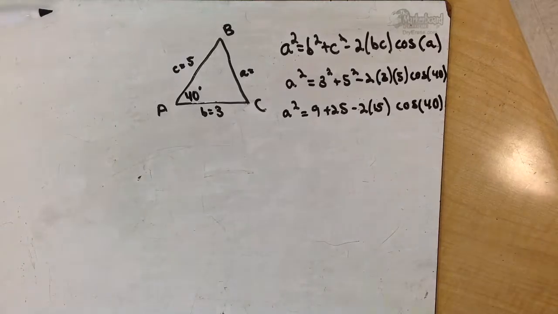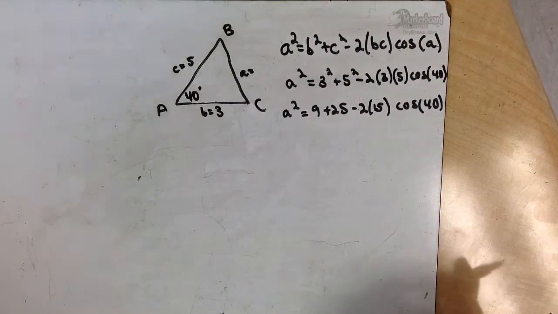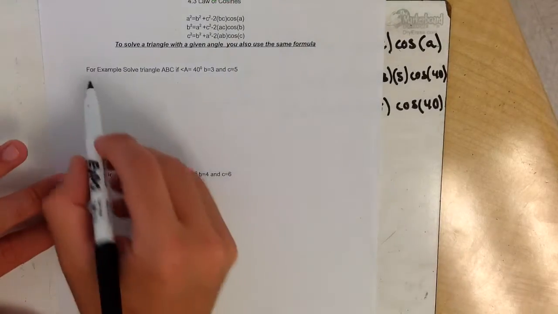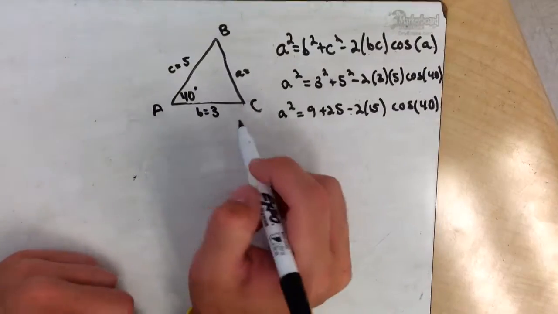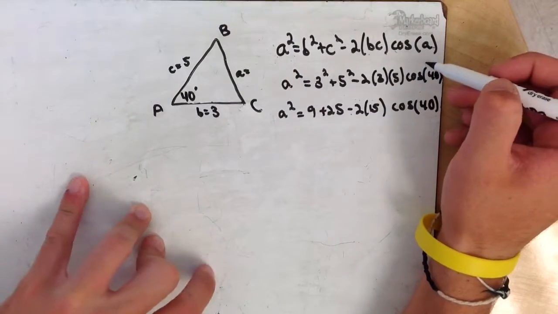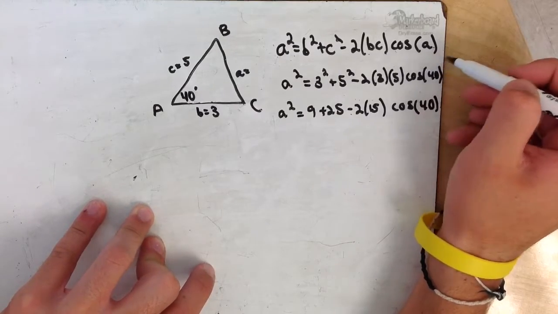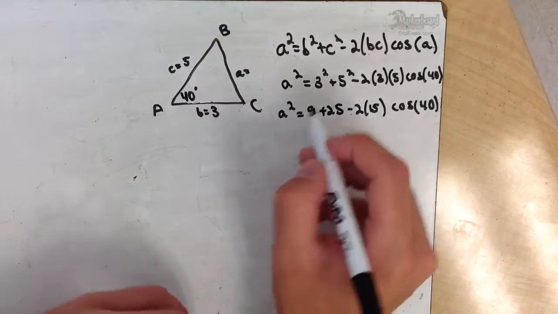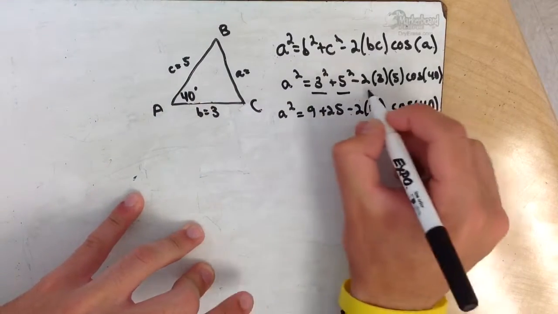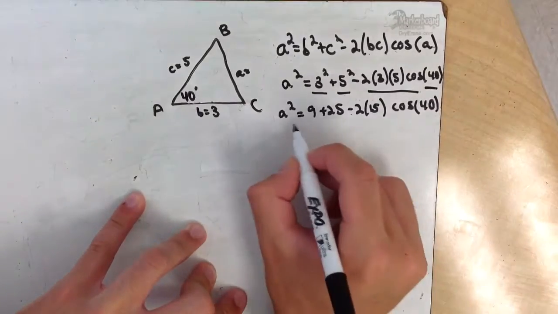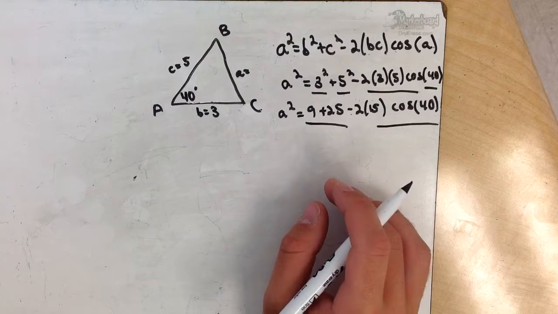Today we're working on example 3, where it says solve triangle ABC if angle A equals 40, B equals 3, and C equals 5. As you can see, I drew the triangle, and we're going to use the formula A squared equals B squared plus C squared minus 2 times BC cosine of A for this equation. I plugged in the given numbers into the equation. And now we solve.